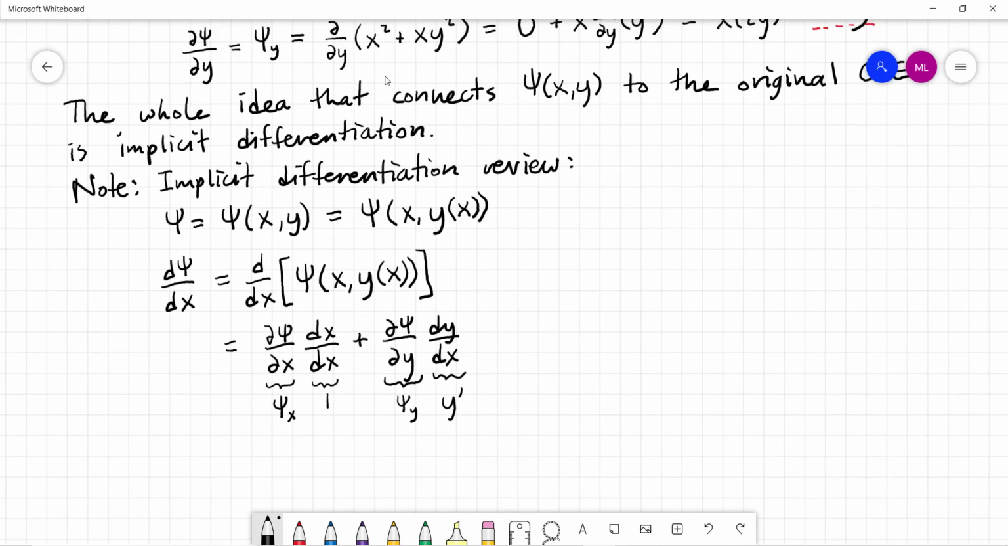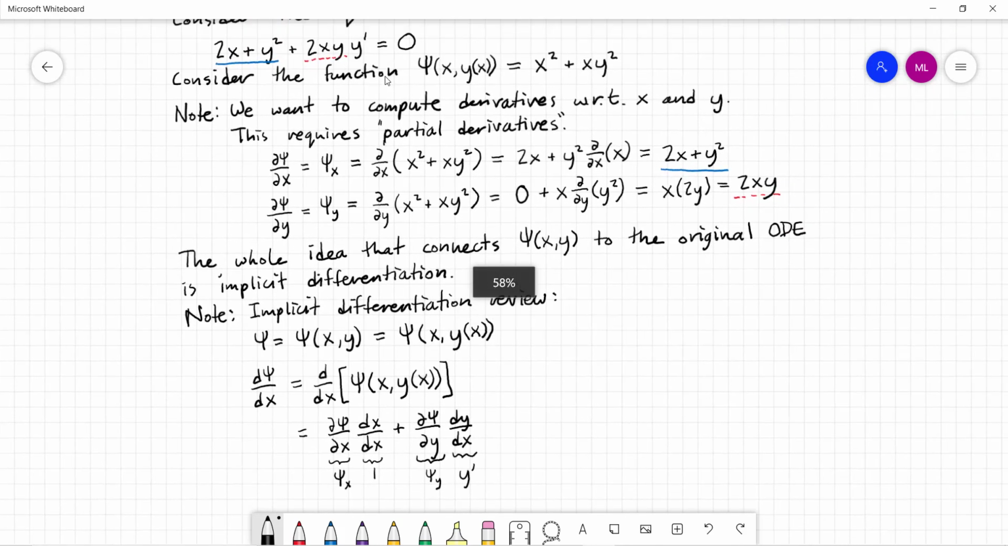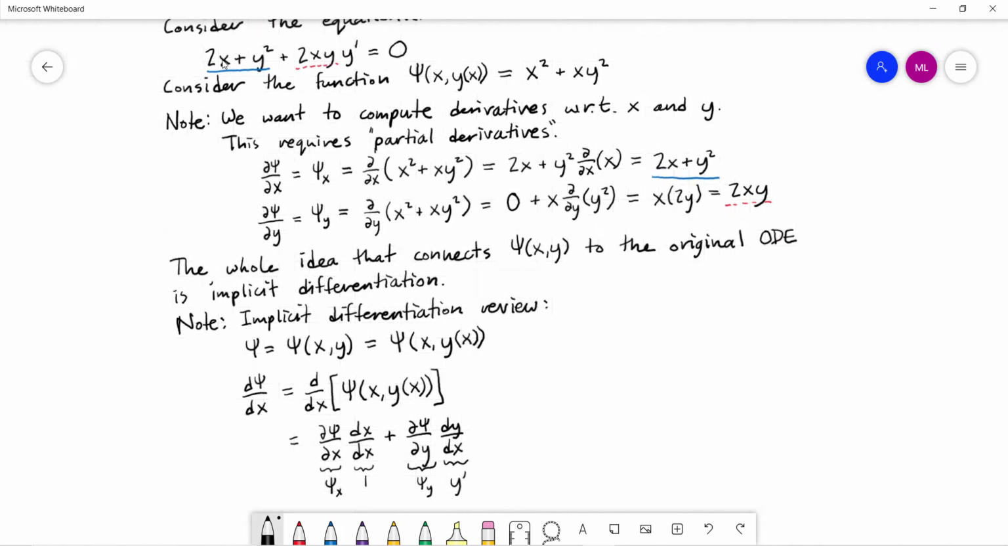And now that I have it written out like this, going back up to the original equation, you can see that that's exactly what we have on the left-hand side of this thing. We have 2x plus y squared, which was psi sub x, this term right here, plus the partial derivative of psi with respect to y, which was this term, 2xy, times y prime. So this is how you take basically a full derivative of a function that involves multiple variables.